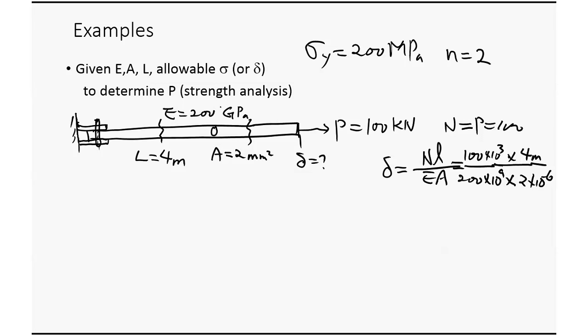Can you calculate the delta? From here, you can find the elongation, right? I don't have a calculator, so I leave it aside. So basically, we find out delta. Now the second question: is this structure safe, or safe enough? How do you proceed with the safety issue?